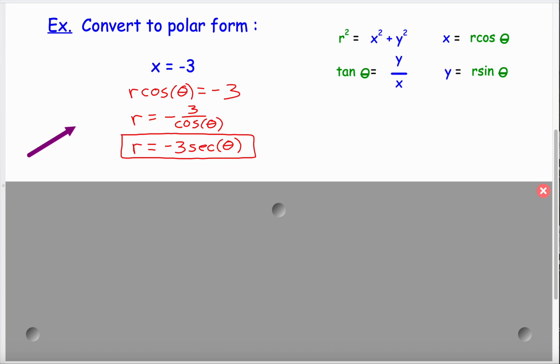So now you should have the basic idea of how to graph a polar equation by making a t-table, plotting some points, and also how to convert equations from rectangular to polar and from polar to rectangular.